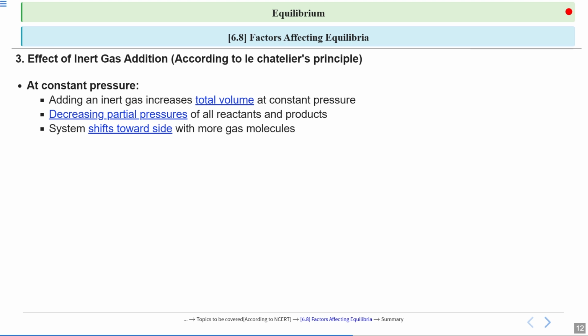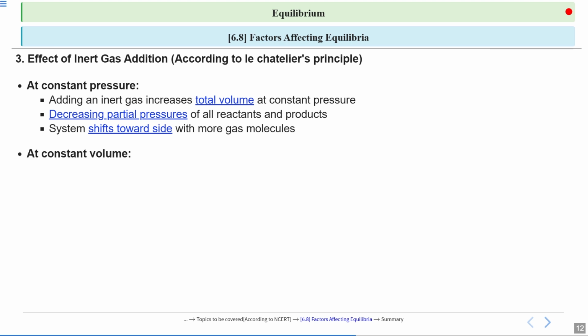Now this case becomes similar to the decrease in pressure, right? So whenever you add an inert gas by keeping the pressure constant, then you are dealing with a situation where you are decreasing the pressure of the reactants and products, and as a result, the system will shift in that direction which has more gaseous molecules.